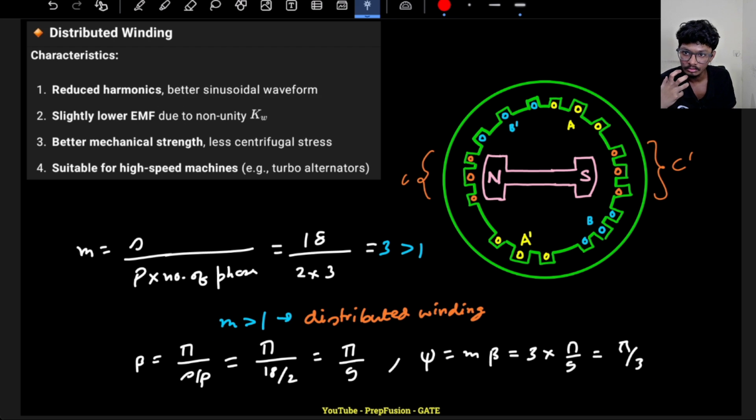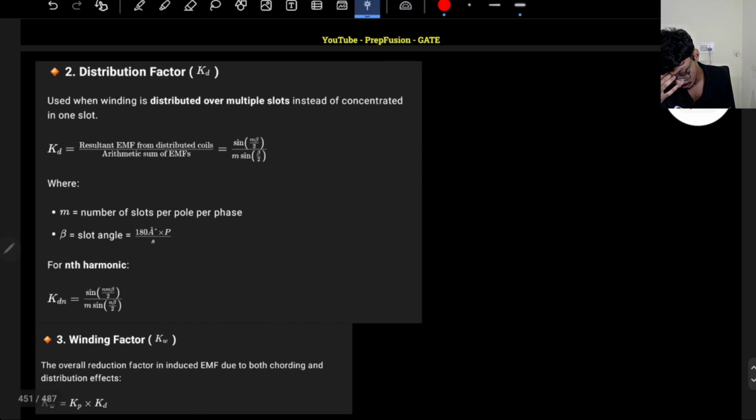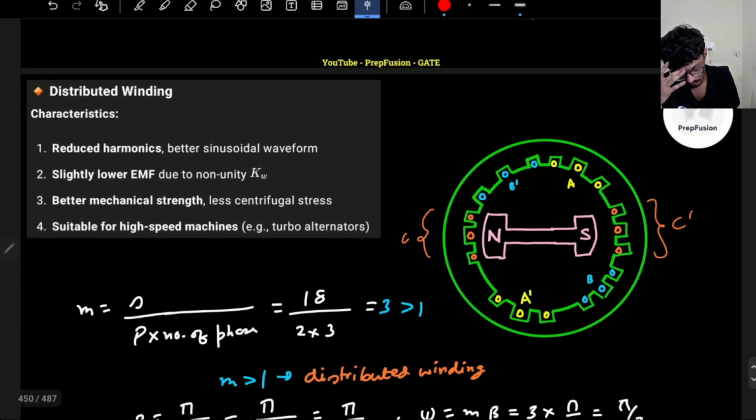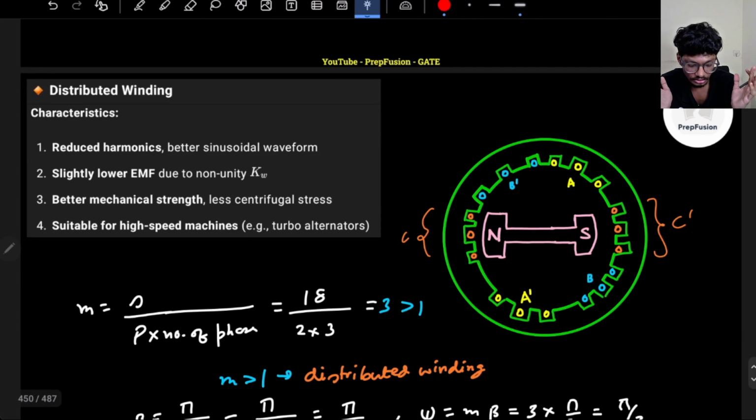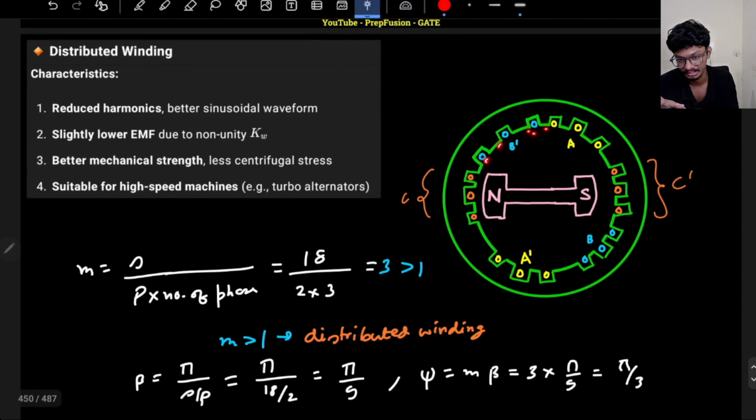Now there is a term known as distribution factor, that is this kd. The distribution factor is basically the ratio of the resultant EMF from distributed coils to the arithmetic sum of the EMFs. What do I mean? As the turns are distributed, the resultant EMF will be the vector sum of all the induced EMFs. It will not be a single EMF, because here it is a concentrated coil, so all of the EMF will be produced in one place, but here the EMFs are generated in three different places. So there can be a bit of phase difference.